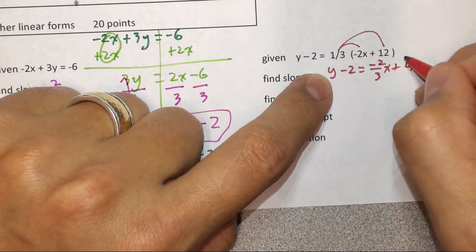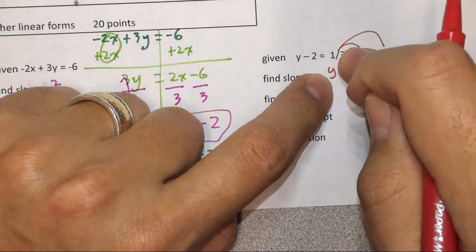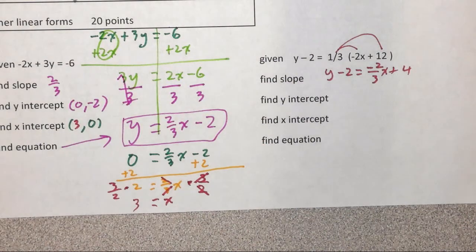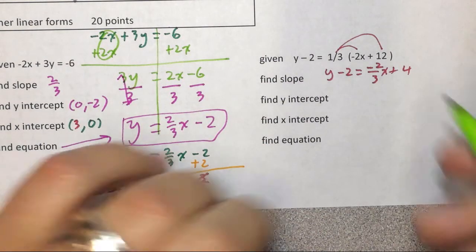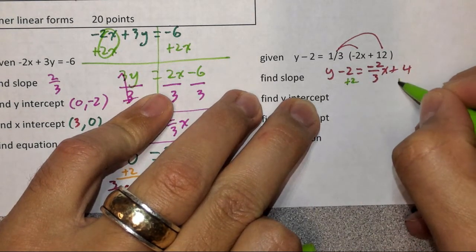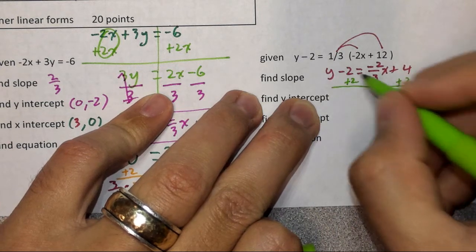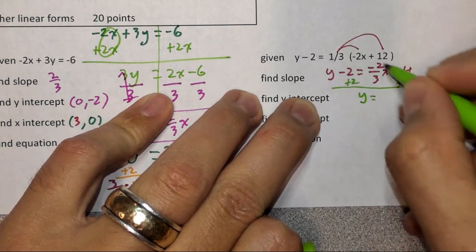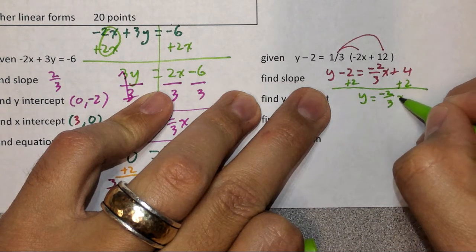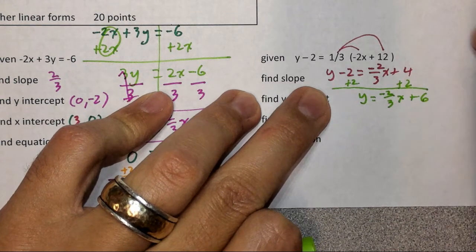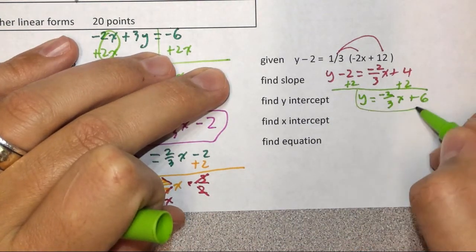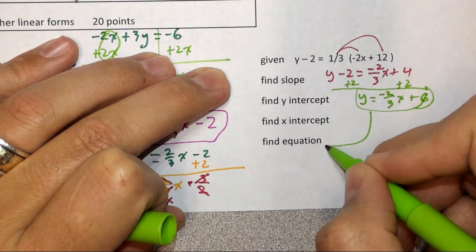Please don't hesitate to put these in the calculator. When you're putting a fraction in, please try to do alpha y equals and put it in that way. Once I've done that, I need to get rid of this 2, so the y will be by itself. So I add 2 to both sides like that. This ends up with y. Nothing happens to the slope, negative 2 over 3x plus 6. And there's my equation.